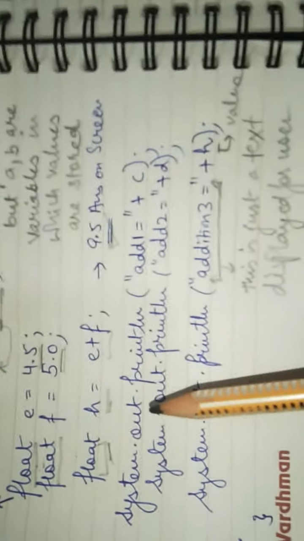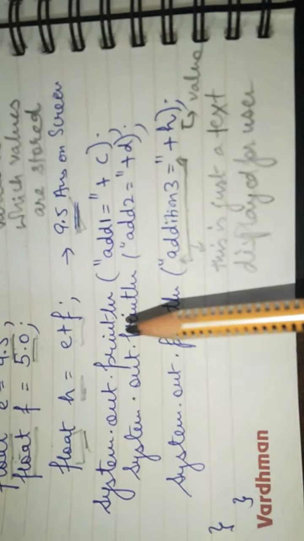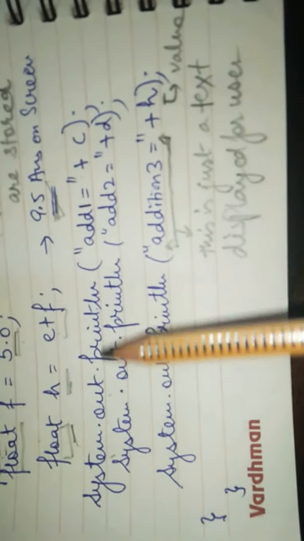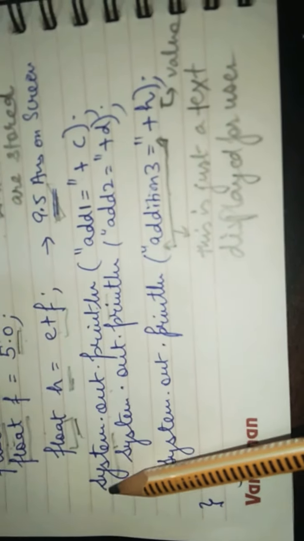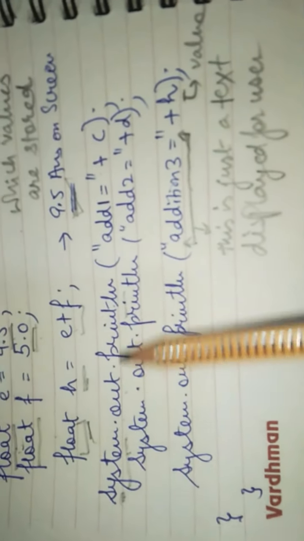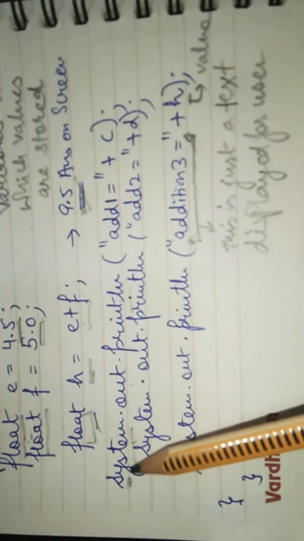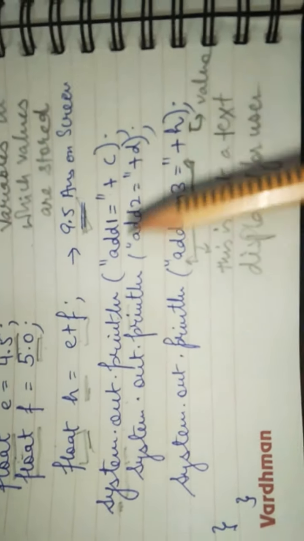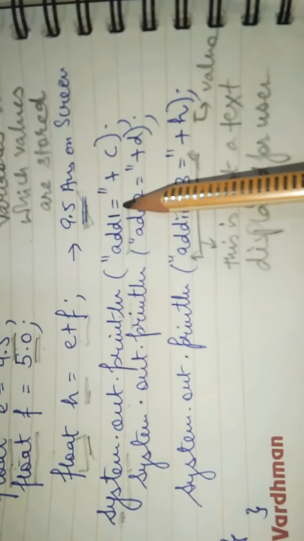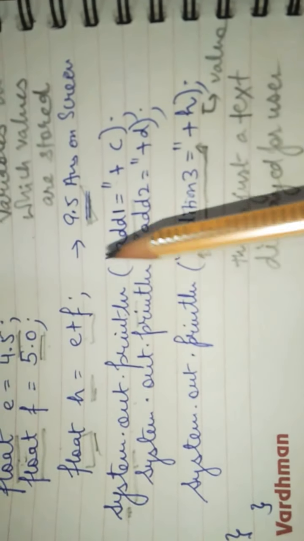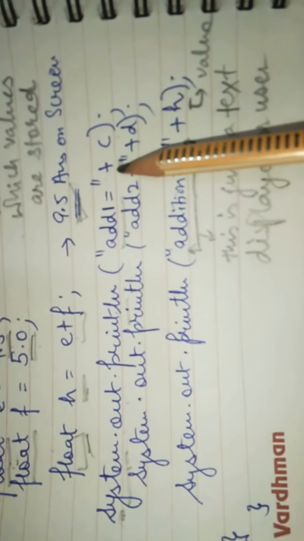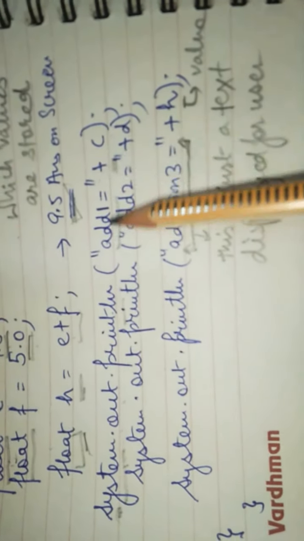And these three statements have been written for the printing of the answers. That is System.out.println. System keyword to be written with the capital S, rest all in the small letters. This is the code to print the statements on the console or the screen. So I have written here add1 is equals to, this is in the inverted commas, plus C. Here plus is known as concatenation operator to join these two things.